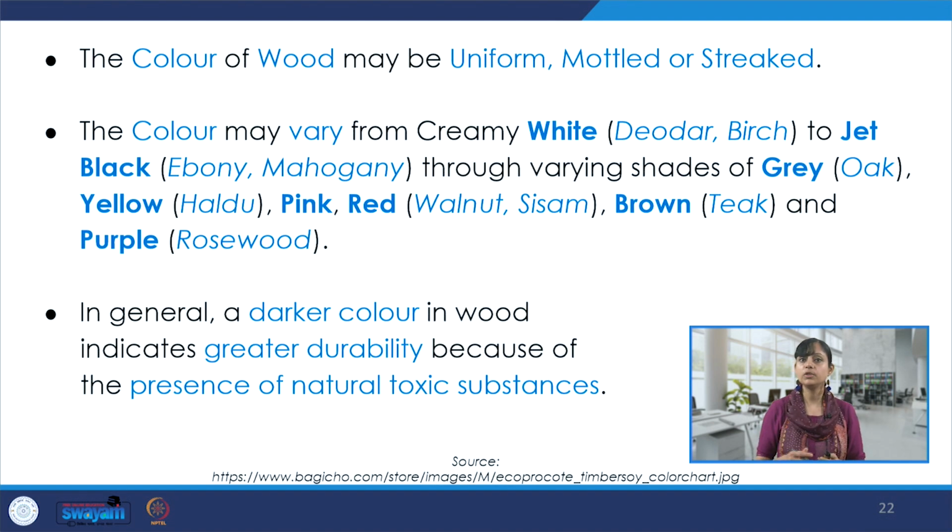The color of wood may be uniform, it may be non-uniform, it may be streaked, etc. And there's a huge variety available, from creamy white, for example, in the case of birch and deodar, to jet black, for example, in the case of mahogany, or varying shades of grey, such as in the case of oak, or yellow, pink, red in case of walnut, sesame, brown in the case of teak, and purple as in rosewood, etc. In general, a darker color in wood indicates greater durability because of the presence of natural toxic substances. So these are some kinds of thumb rules.